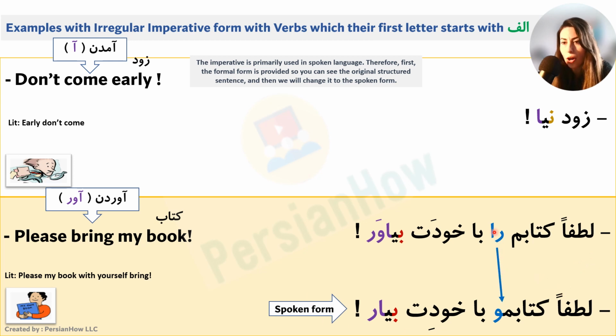So ra changed to an u and then is attached to the letter mim. کتابم را is now کتابمو. And then خودت changed to خودت. You see, a changed to an a. And then بیاور, the pronunciation in the spoken language is very different. We don't say بیاور, we say بیار. One more time. لطفاً کتابمو با خودت بیار.